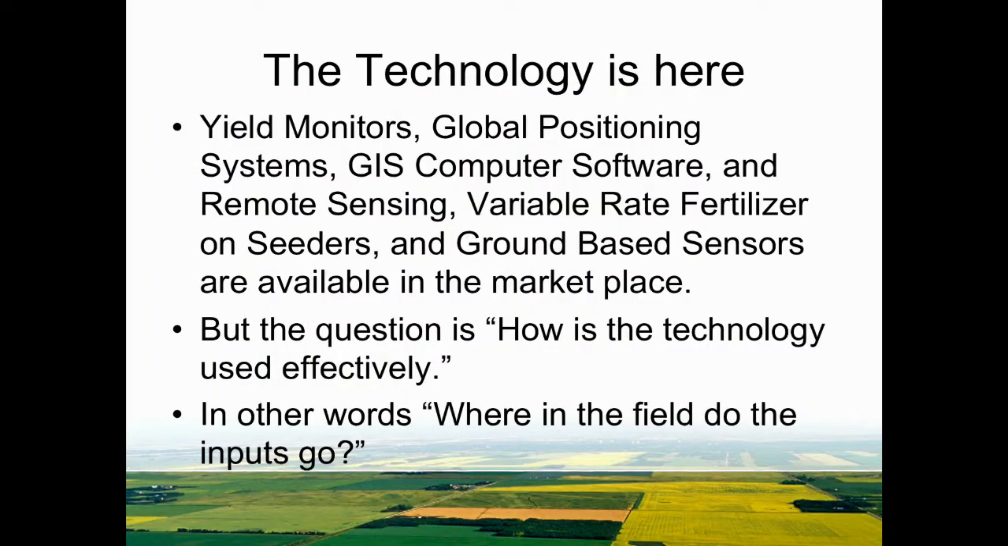The yield monitors, the global positioning systems, GIS software, remote sensing, the technology is here, but a lot of questions remain. How does it all work together? Does it really have an impact? Certainly, we've had some very successful consulting industries, and they've provided a service to producers. How is the technology used effectively? In other words, where in the field do the inputs grow?